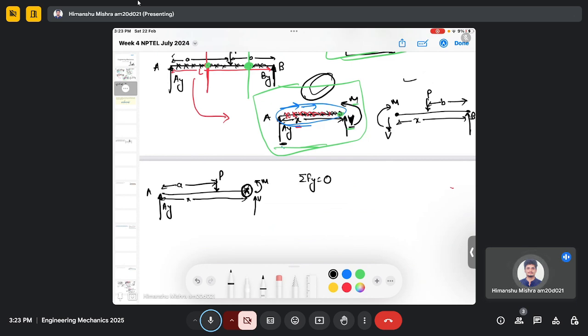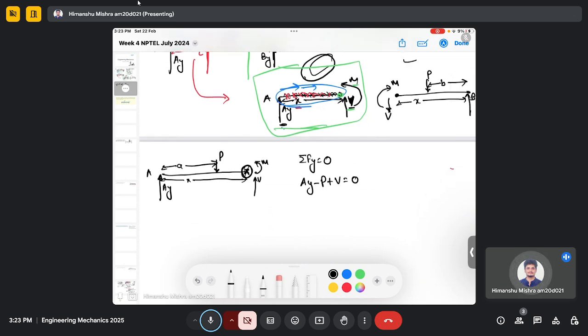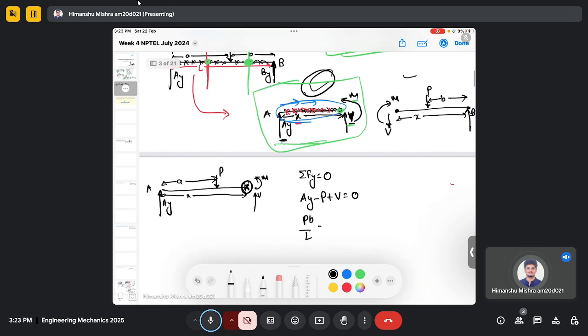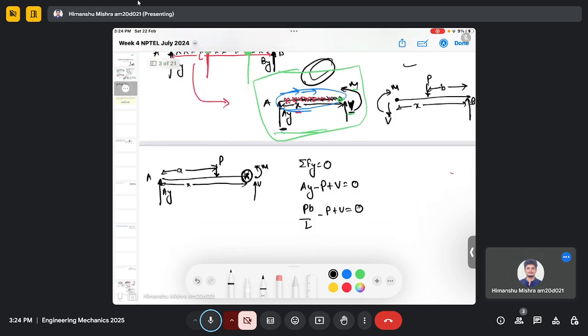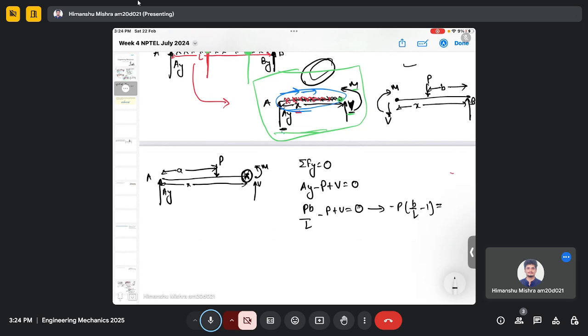So my force in the vertical direction is 0, the equilibrium, and it will be Ay minus P plus V equals 0. So Ay is Pb by L, minus P plus V equals 0. So it will come out to be, so this is my V.